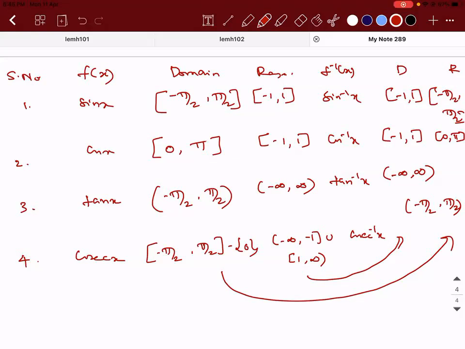So leave some space below the table. Right in the next page. Students who are online, if you have any doubt, let me know.